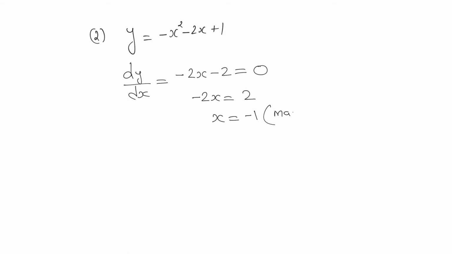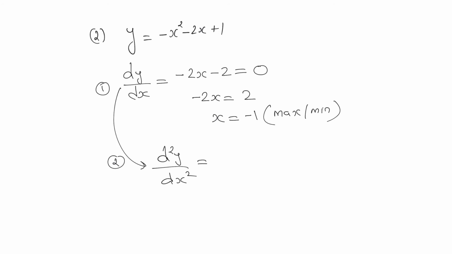So at x is equal to minus 1, we may get a maxima or we may get a minima. We don't know whether we are going to get a maxima value for y or a minimum value for y. So we'll go for the second derivative check. In second derivative check, we need to differentiate this equation once again, which is represented by d square y by dx square. That is equal to differentiation of minus 2x, which is minus 2, and differentiation of minus 2 is nothing but 0. So over here we are getting a value minus 2.